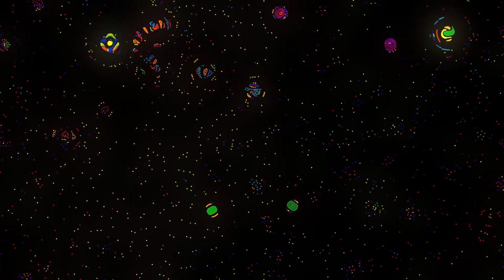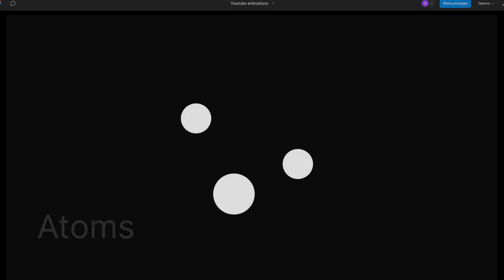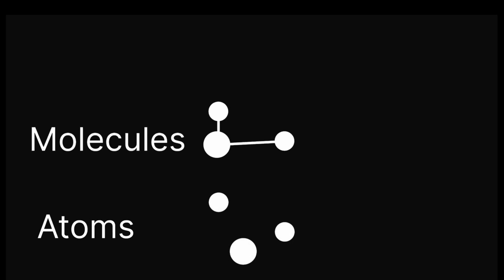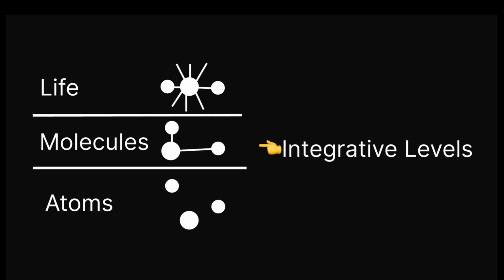I don't know about you guys, but for me it looks exactly like looking at real microbes, like an episode of Journey to the Microcosmos or something. In reality, we can see atoms turning into molecules and molecules turning to life. Each of those stages is named an integrative level.